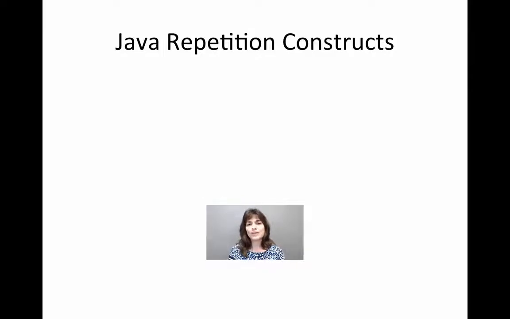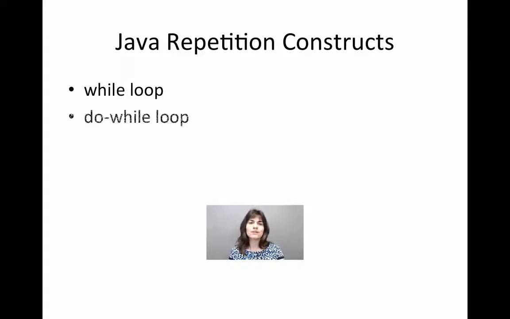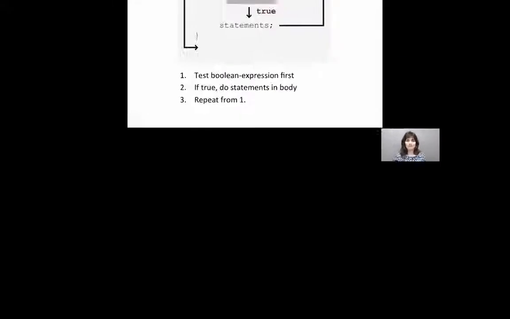In Java we have three repetition constructs, three different syntaxes through which we can write repetition statements. One is called the while loop. The second one is very similar and is called the do-while loop. And finally, the third one is the for loop. We're going to examine each of them and find out their specific characteristics.